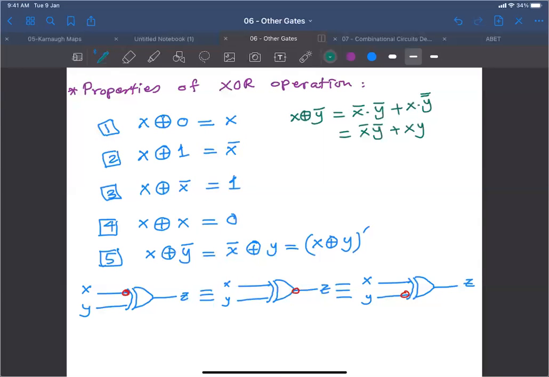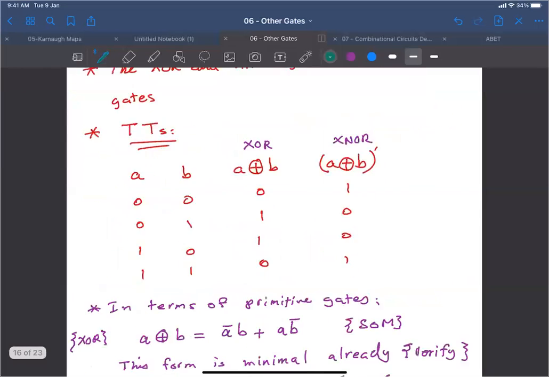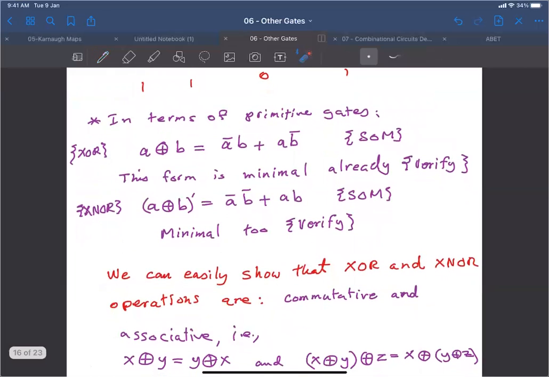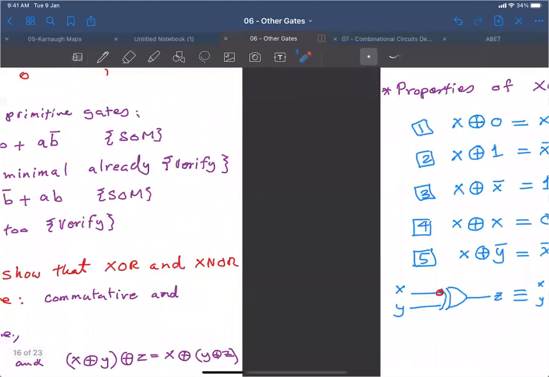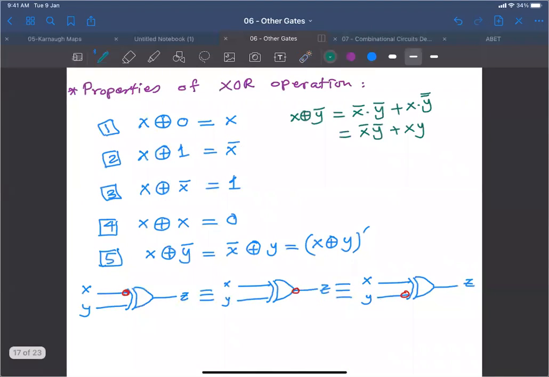By definition, if you remember the definition of the XNOR gate, this is nothing but x XNORed with y complement.